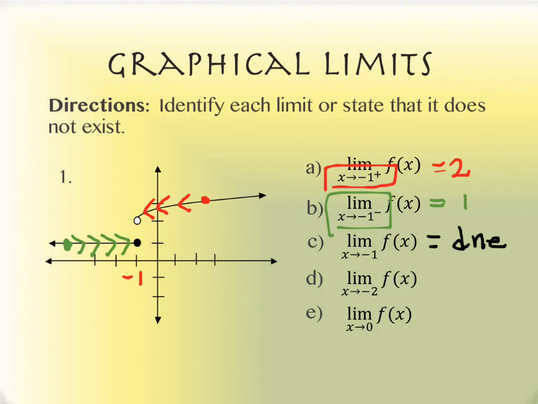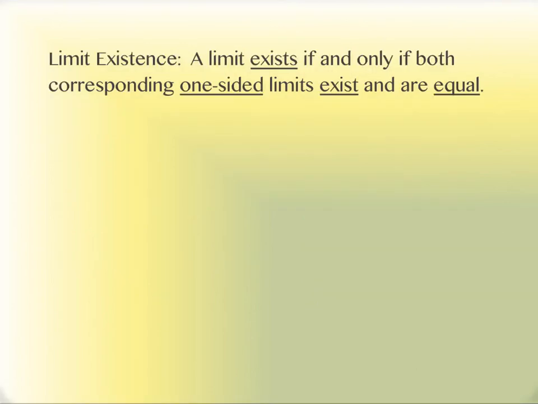So this does not exist. This limit doesn't exist because the two one-sided limits weren't equal. And that's actually what this limit existence definition said a moment ago. This limit can't exist because while these both exist, the problem that we're running into is they're not the same.